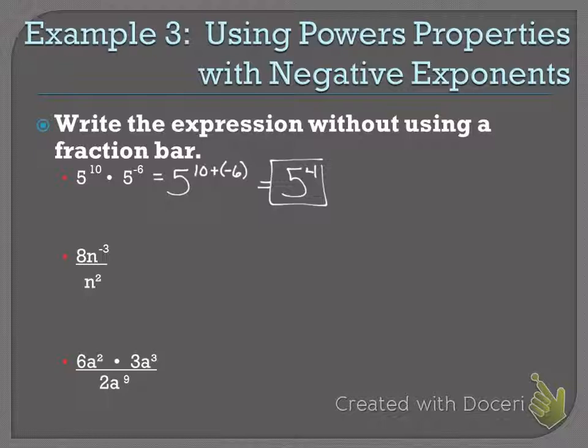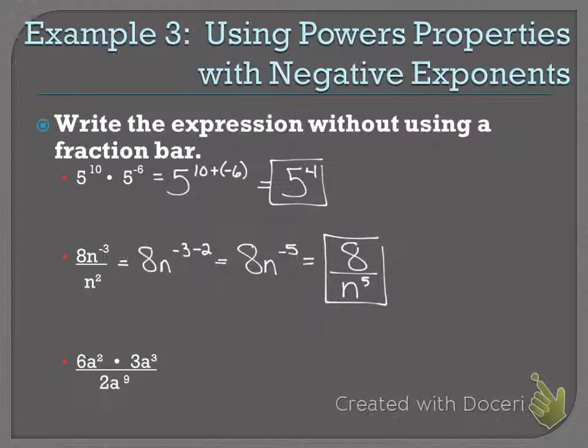Now look at the next one. 8n to the negative 3rd over n to the negative 2nd. So again, my quotient of powers property says that I can subtract exponents with the same base. So 8n to the negative 3rd minus 2. Do you see how I did that? So what is negative 3 minus 2? n to the negative 5th. But am I done? I have to write it as a positive exponent, so it's 8 over n to the 5th. Got to write them as positive exponents. I like the light bulbs going off.